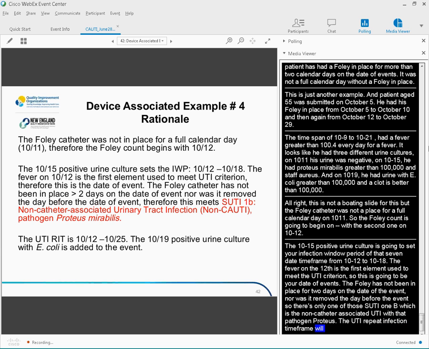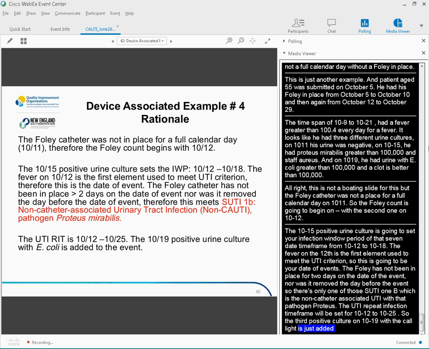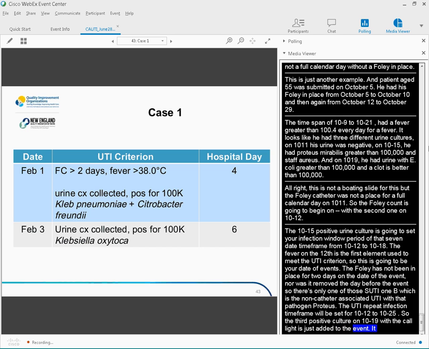So that third positive culture on 10/19 with the E. coli is just added to the event. It's not going to be upgraded or anything like that. It's just added in because it falls within that time frame.